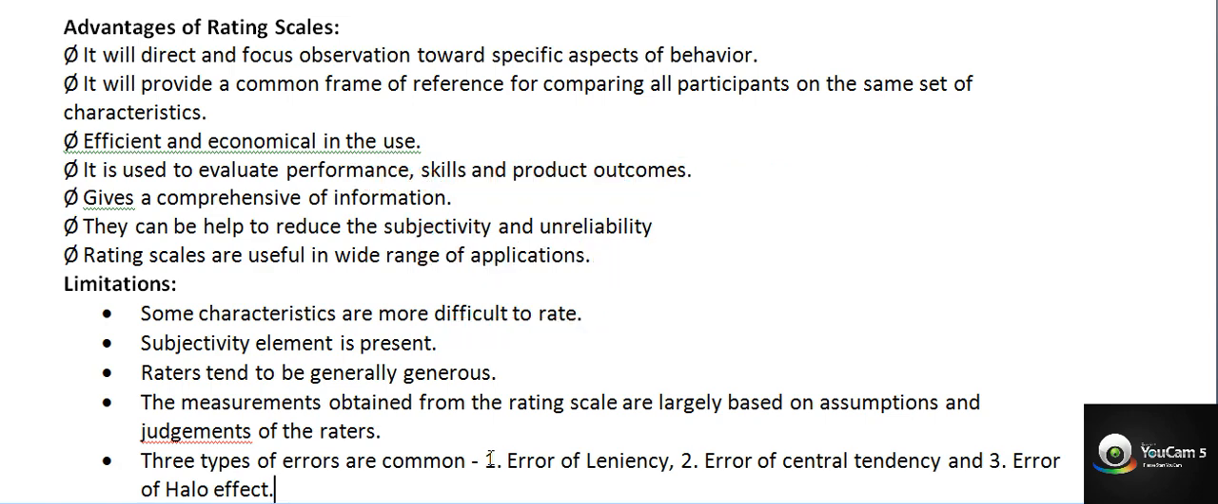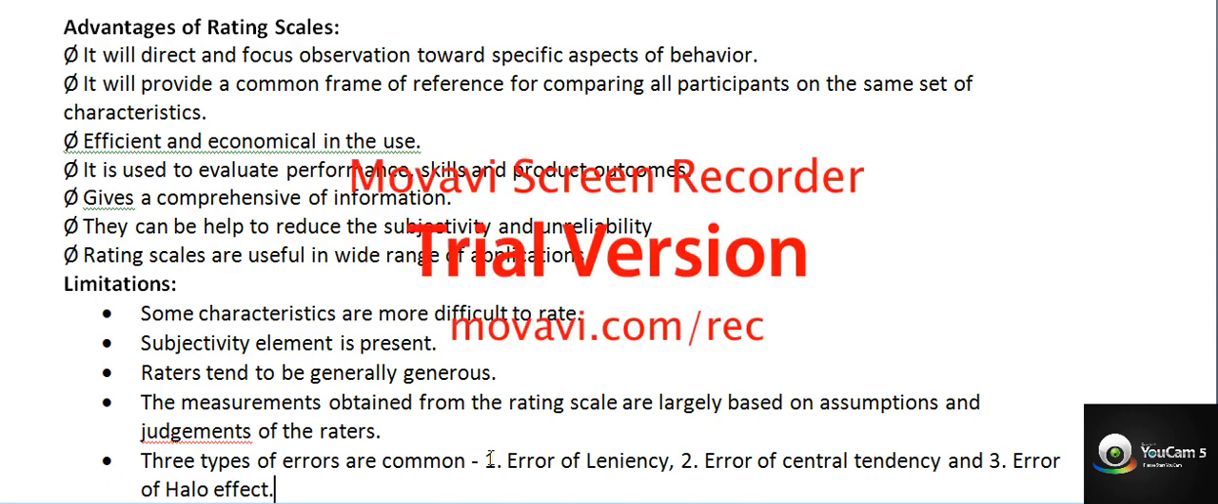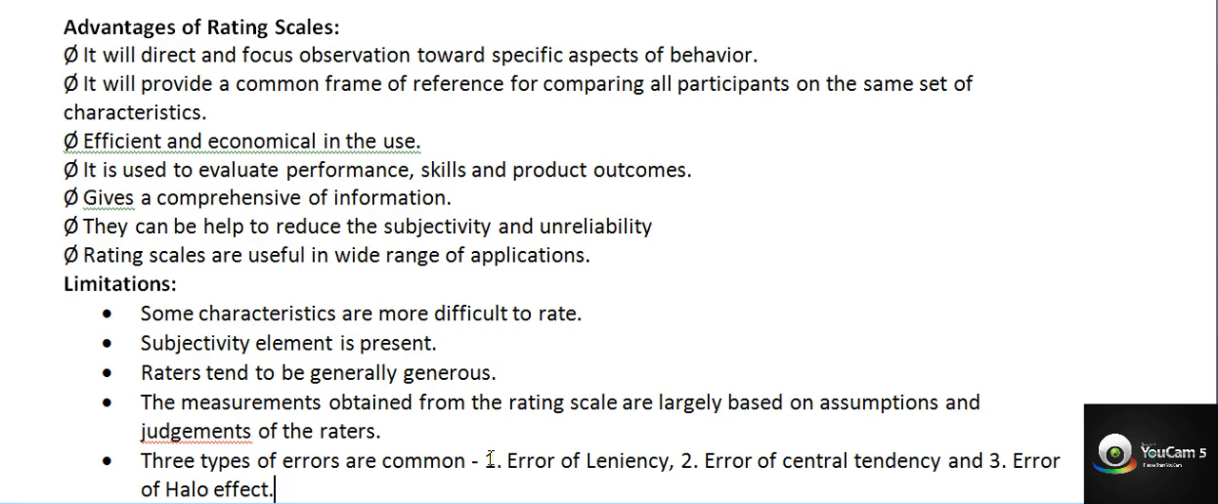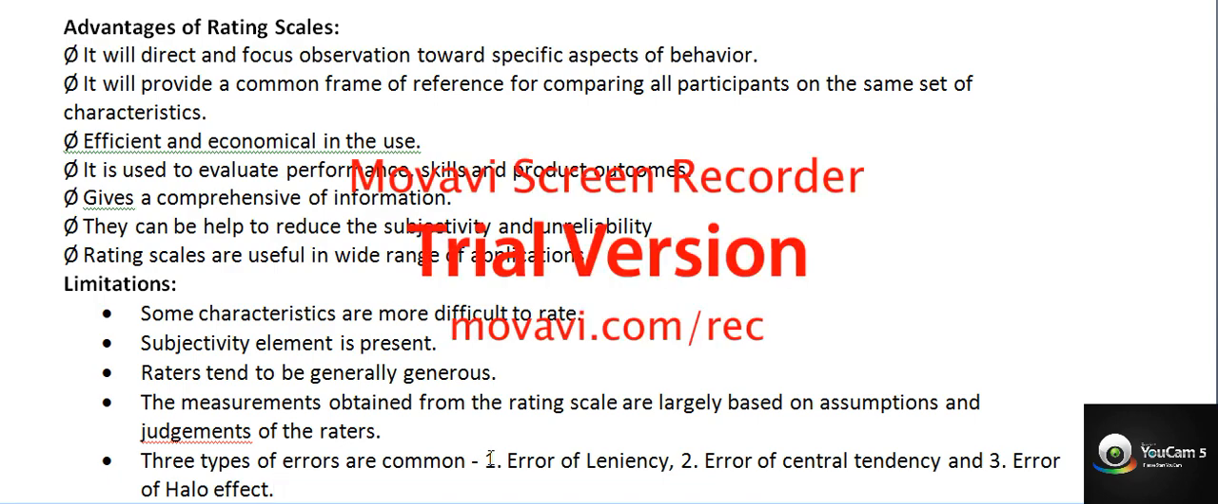Some characteristics are more difficult to rate. Some behaviors or characteristics you cannot bring under a rating scale. The categorization of the statement will be very difficult. Assumptions and judgments sometimes affect the raters. Raters are nothing but observers or the researchers. When they use a rating scale, they may assume or judge and put a tick.